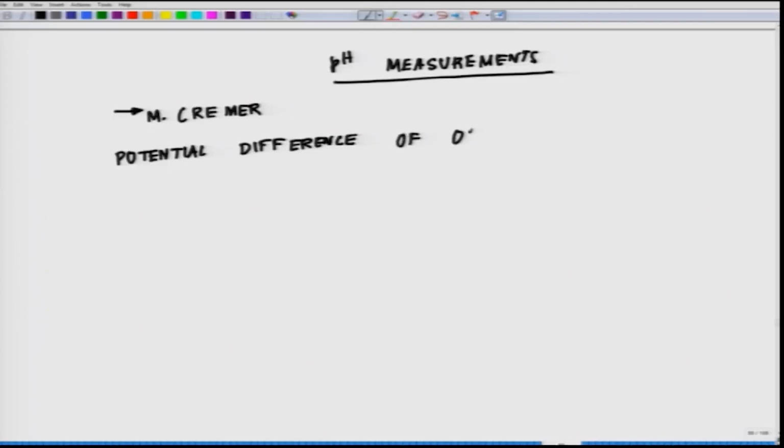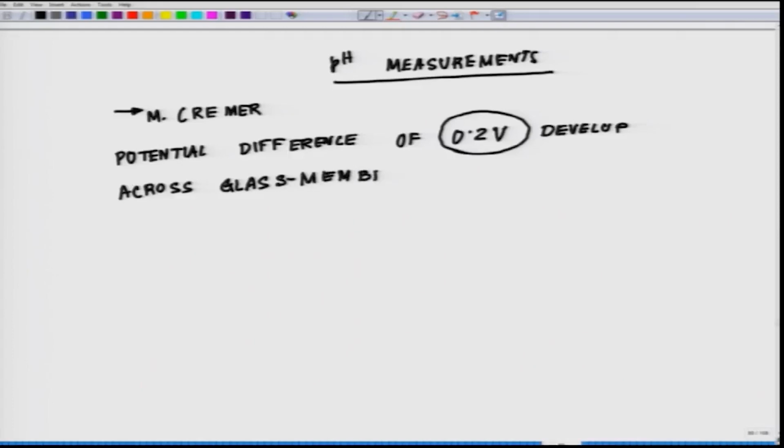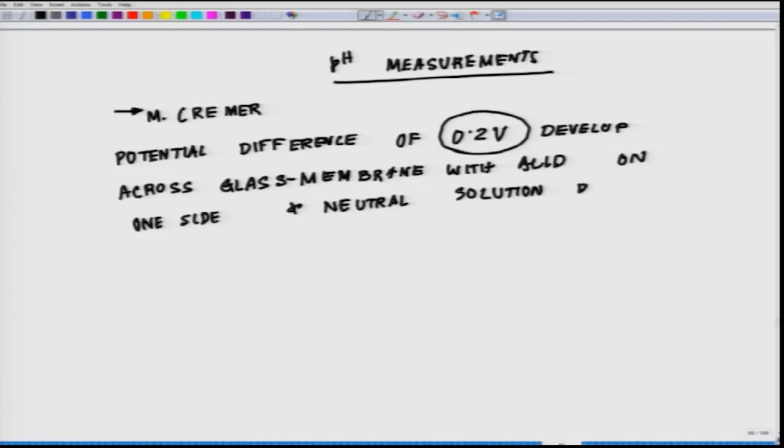of 0.2 volt, develops across a glass membrane, with acid on one side and neutral solution on the other side.